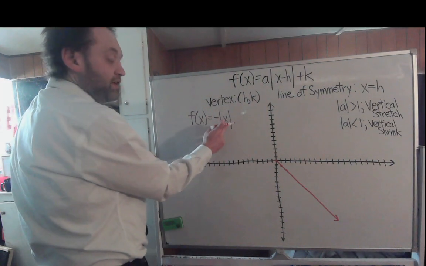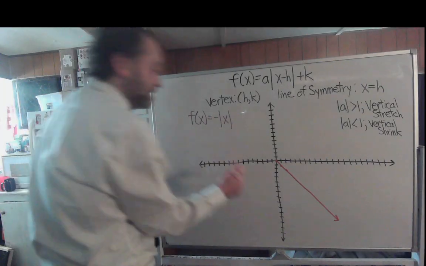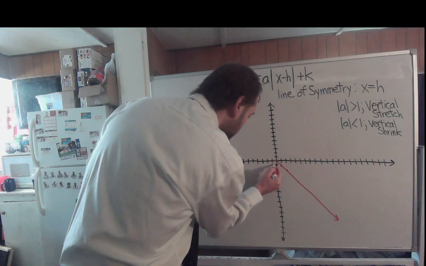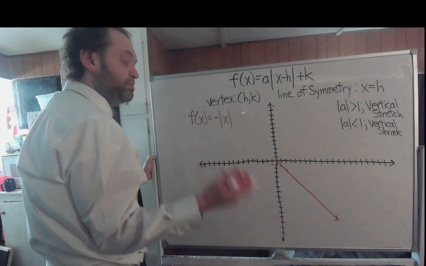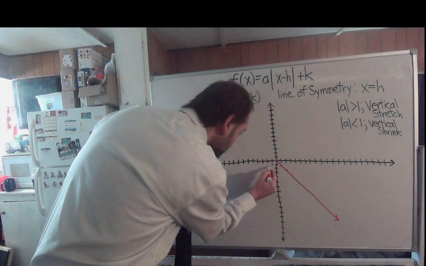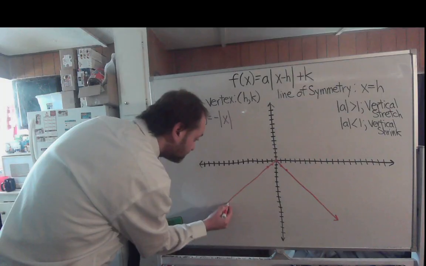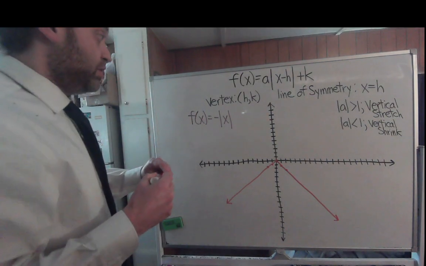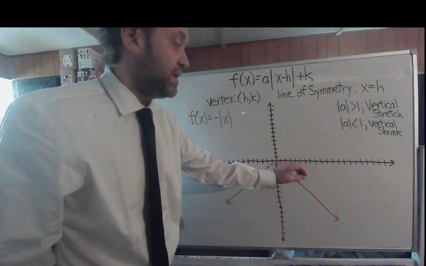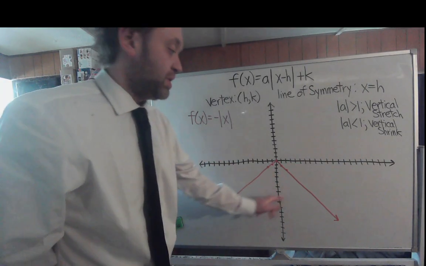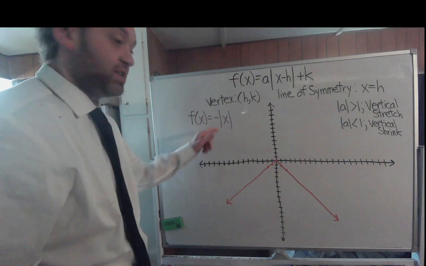Now if I put in negative 1 for x, well, the absolute value of negative 1 is positive 1. Put a negative sign on that, you would end up getting negative 1, negative 1. If I put in negative 2, the absolute value of negative 2 is going to be positive 2. Negate that, you would get negative 2, negative 2. So notice that negative sign reflects the absolute value of x in the x-axis. So it would flip it upside down. Your vertex would still be 0, 0, but now it's flipped upside down since you have a negative sign.